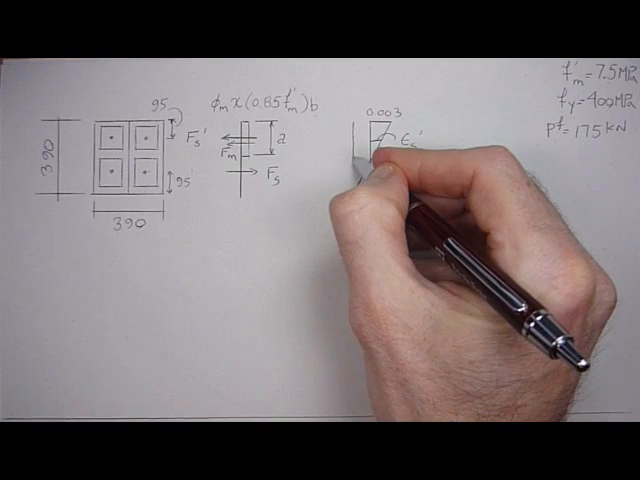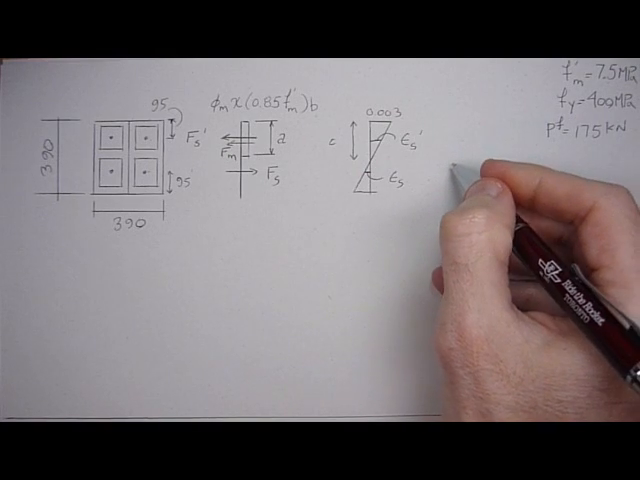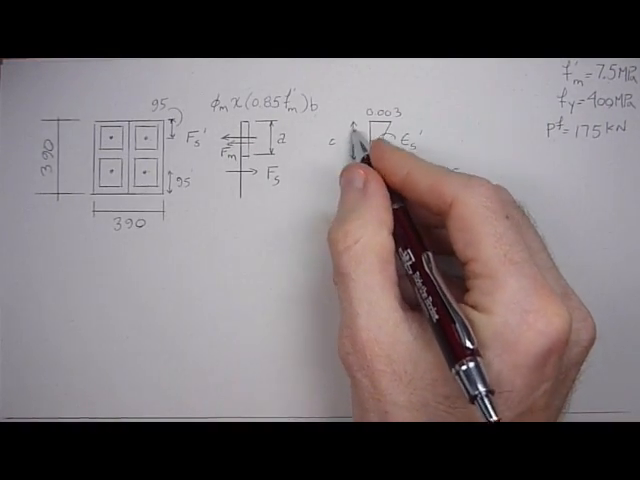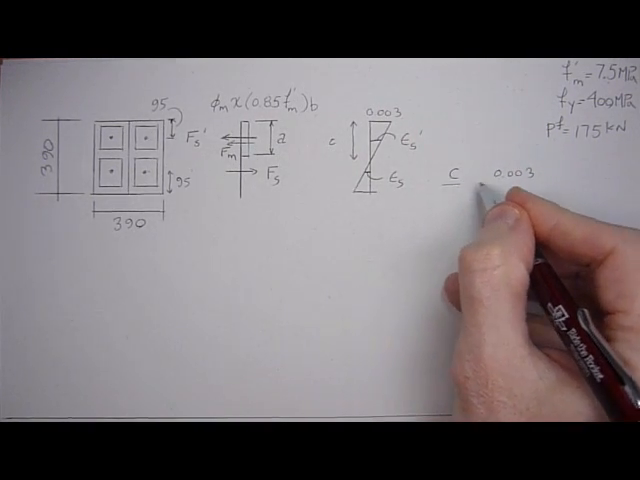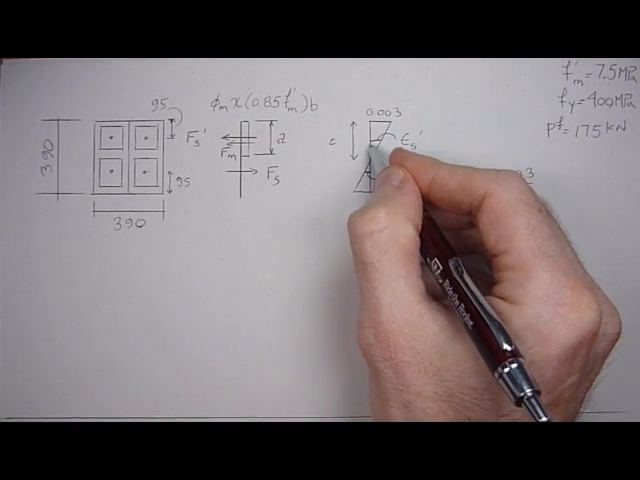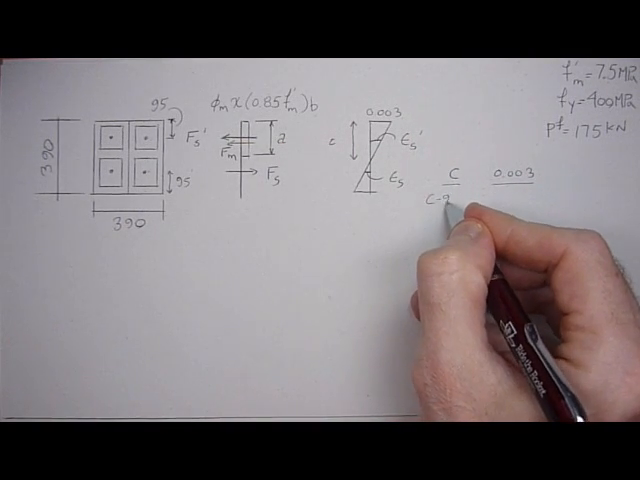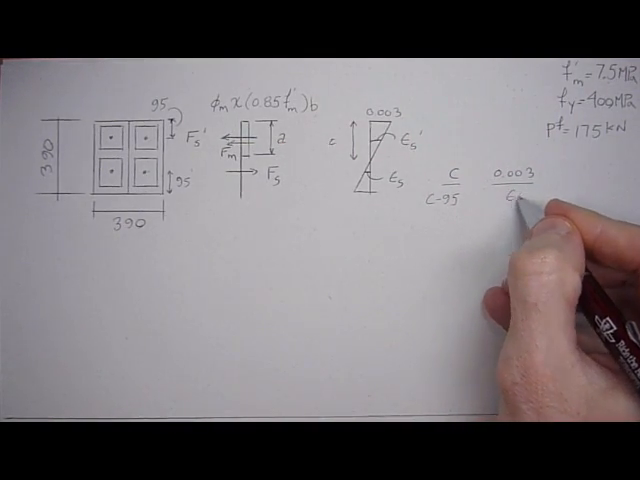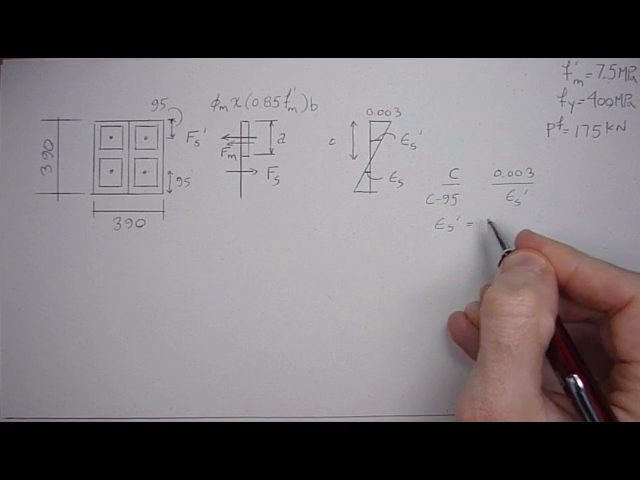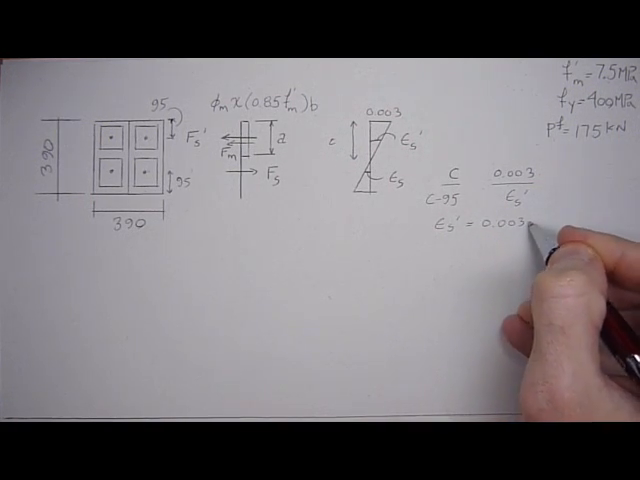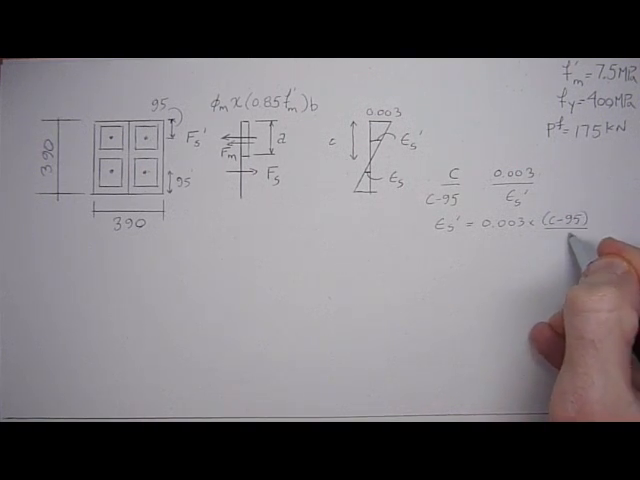This neutral axis location C is unknown, and we're going to solve for it. So we have the neutral axis C is to 0.003 what this distance is, which is C minus 95, is to the strain in the steel prime. So strain in the steel prime is 0.003 times C minus 95 over C.